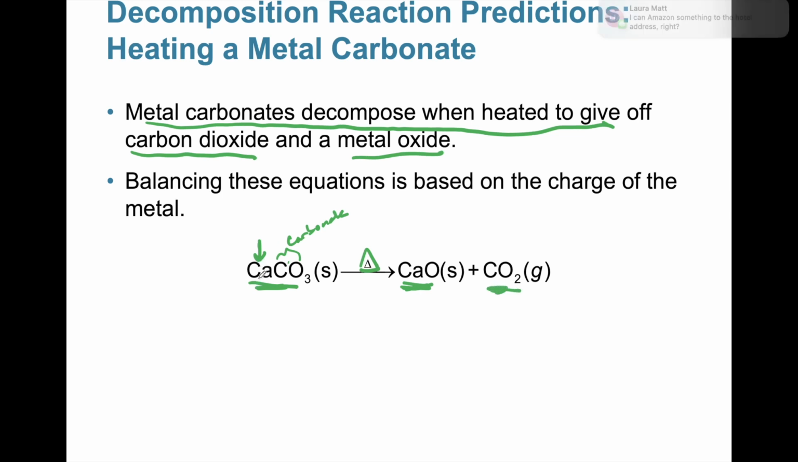So this could be magnesium as well. This could also be potassium, whatever it is, but some metal carbonate here will always become some metal oxide here, and carbon dioxide.